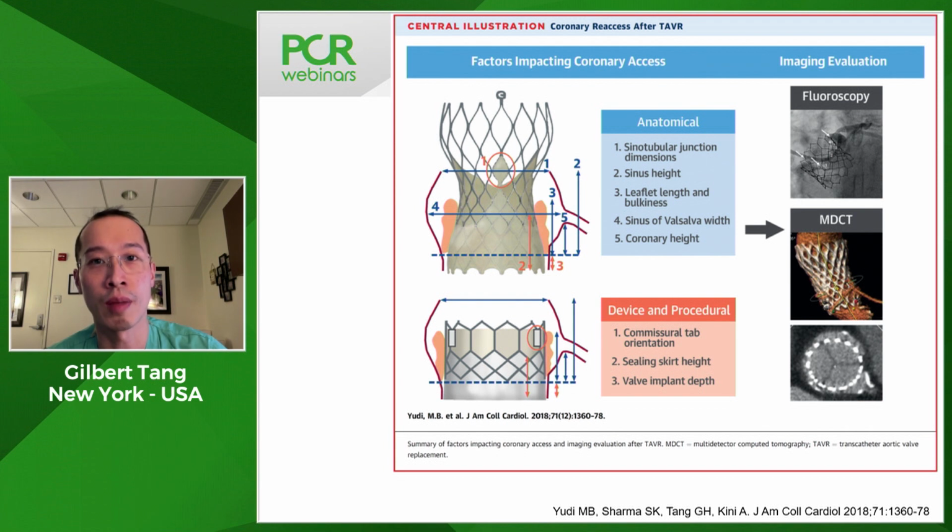And of course, something that I'll talk about later will be the ability to align the commissures, because we know that the commissures tend to be the tallest point of these transcatheter valves, and it would be nice not to have this in the way of the coronary orifice, so that you have more cells or more room for the catheters to engage.